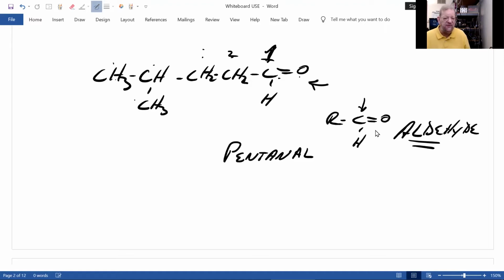That's 1. This is 2. That's 3. Oh, look, it's your old friend, the methyl group on carbon 4. And that would be 4-methylpentanal. And that's how you do it.